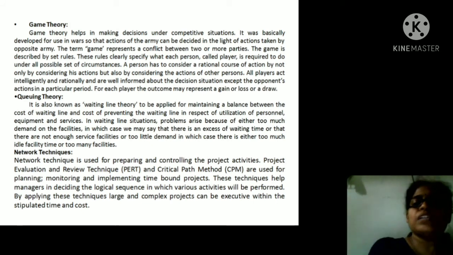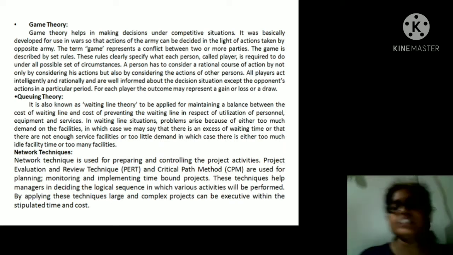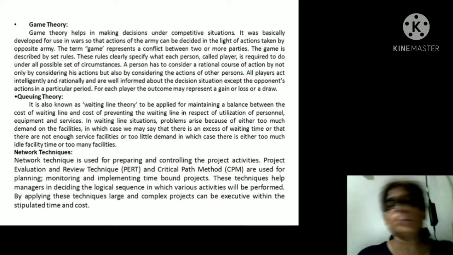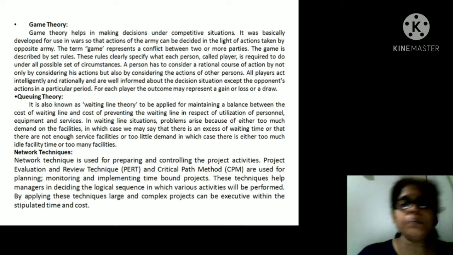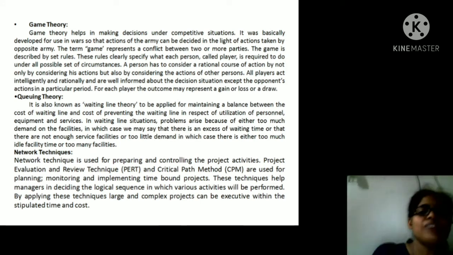A person has to consider a rational course of action, not only by considering his own actions but also by considering the actions of other persons. All players act intelligently and rationally and are well informed about the decision situation except for the opponent's action in the particular period. So it is known as game theory.